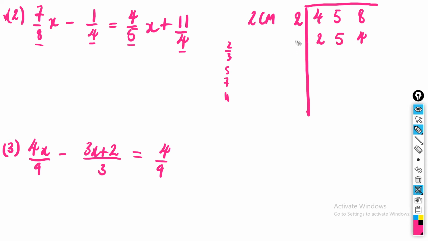And then we say, can 2 go into any of these? Yes, 2 can go into 2, leaving 1, and 2 can go into 4, leaving 2. And the 5 remains the same. Can 2 go into any of these? Yes, 2 can go into that 2, leaving 1, leaving 5, and leaving 1 here as well.